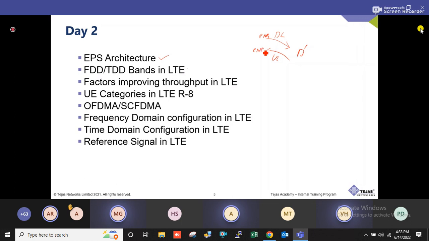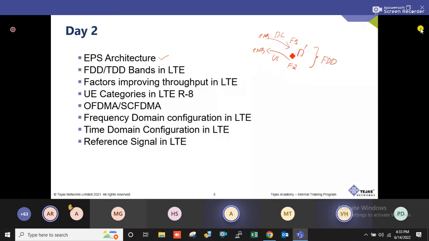Now in this connection, why do we call it duplex? Because the downlink and uplink happen simultaneously, right? So in LTE we have two options. Either we can have a separate frequency for downloading and a separate frequency for uploading, and this particular concept is called FDD.